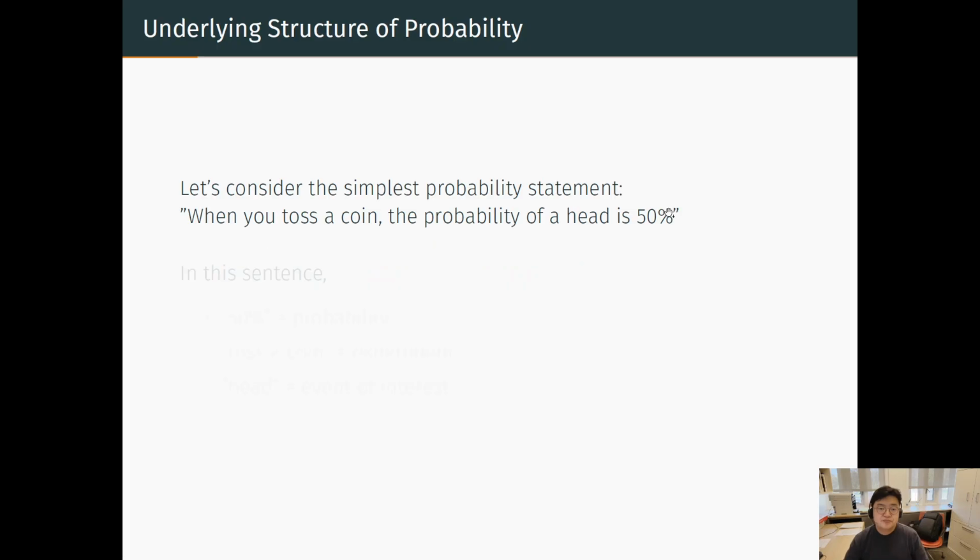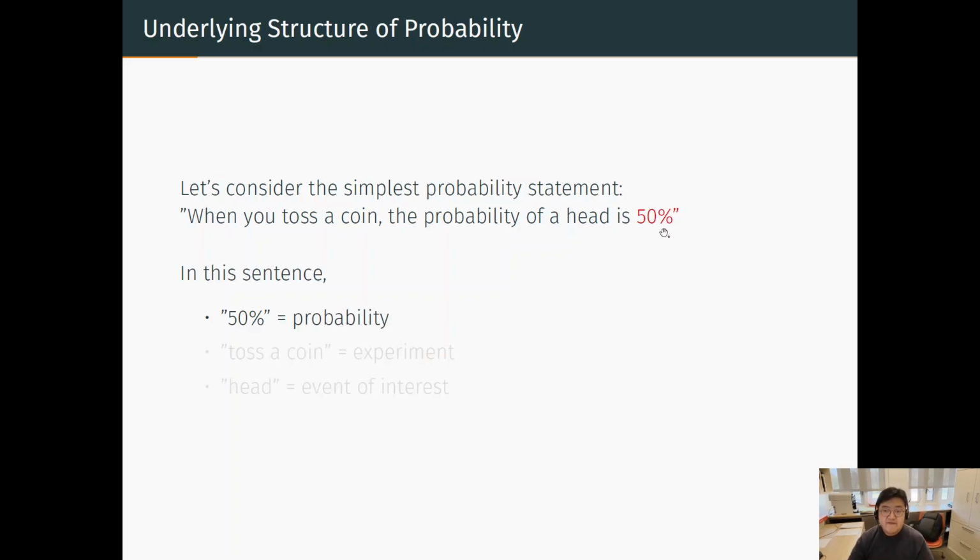So to think about that, I will start with an example sentence. Let's think about the simplest probability statement. When you toss a coin, the probability of heads is 50%, right? There is no catch. This is exactly the sentence you know. This is the first example of this course. And we will analyze the components of this probability statement.